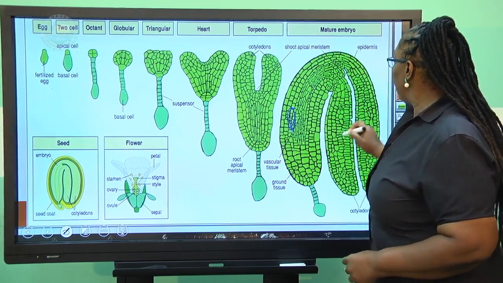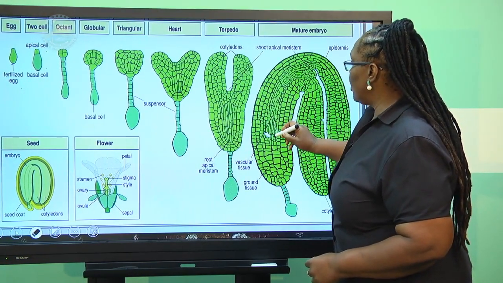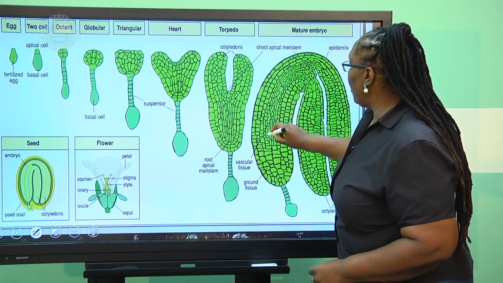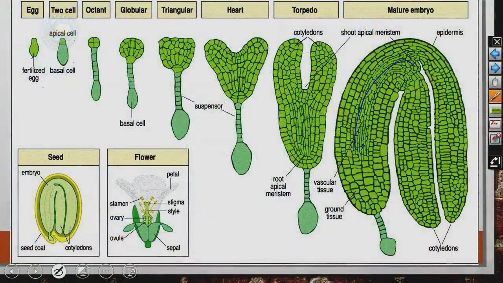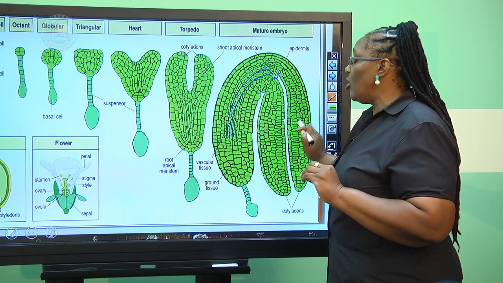In this area here, you're seeing the vascular tissue. We know the xylem and phloem would be in that area. And to the front here is where you have the meristematic tissue. The shoot apical meristem is in this area. That is what will form the first leaves of the plant, because these are the cotyledons.